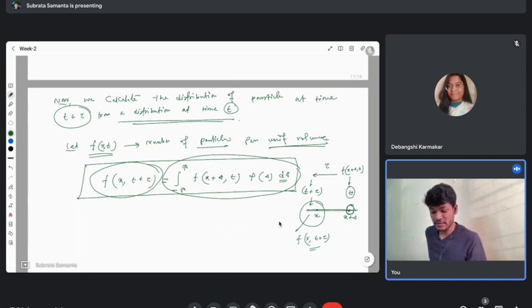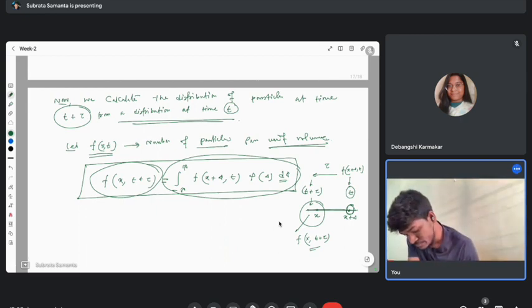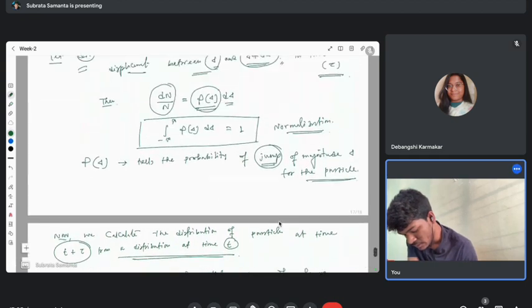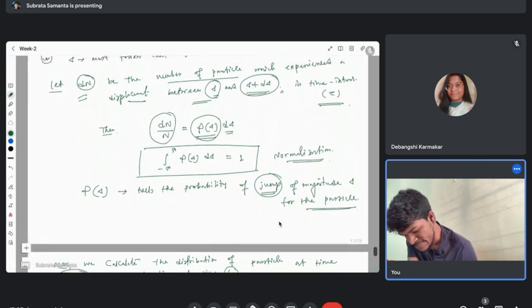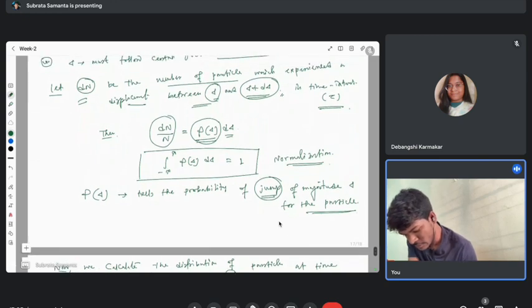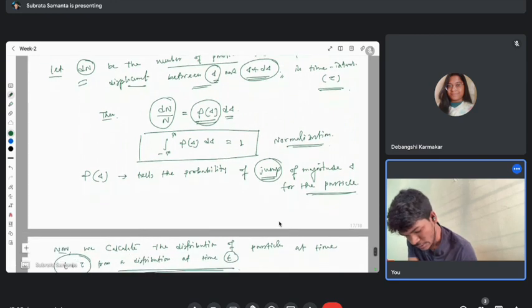So how do we write these two things? Then we go back to the previous case. What did we do in the previous case? In the previous case, in a particular time interval, the number of particles which experience a displacement between delta and delta plus d delta in a particular time interval tau, then dn by n is phi of delta.